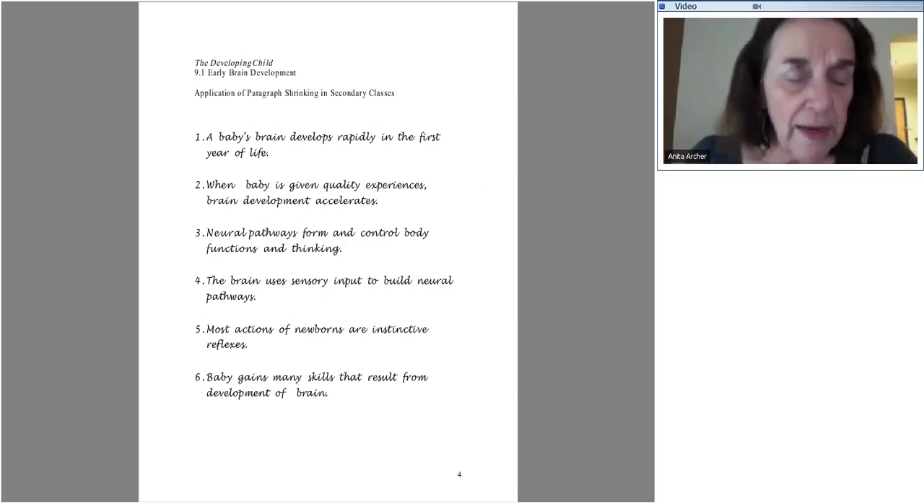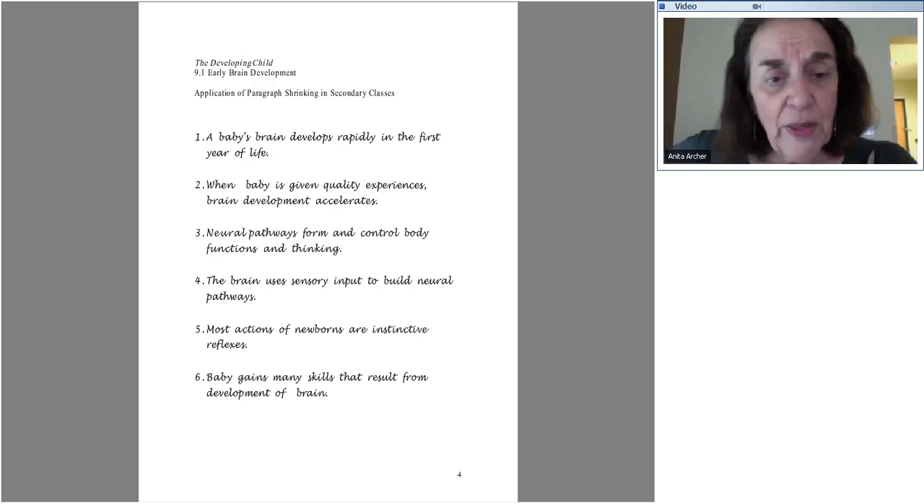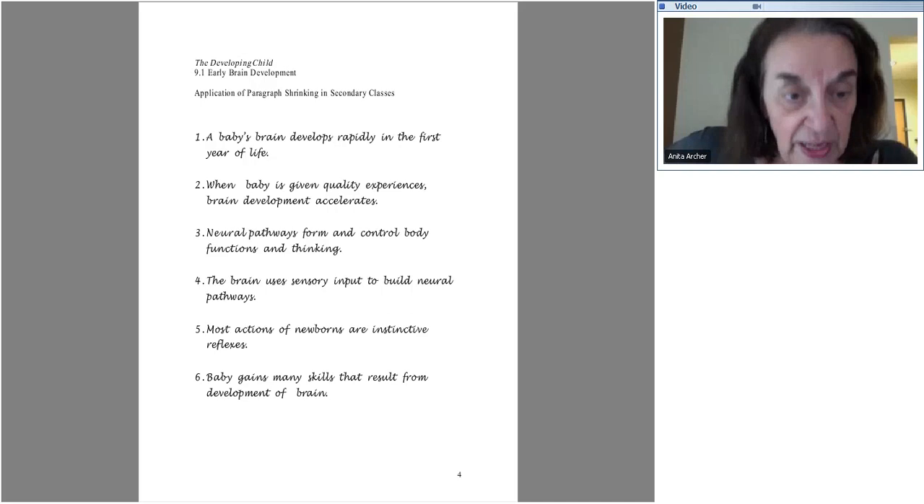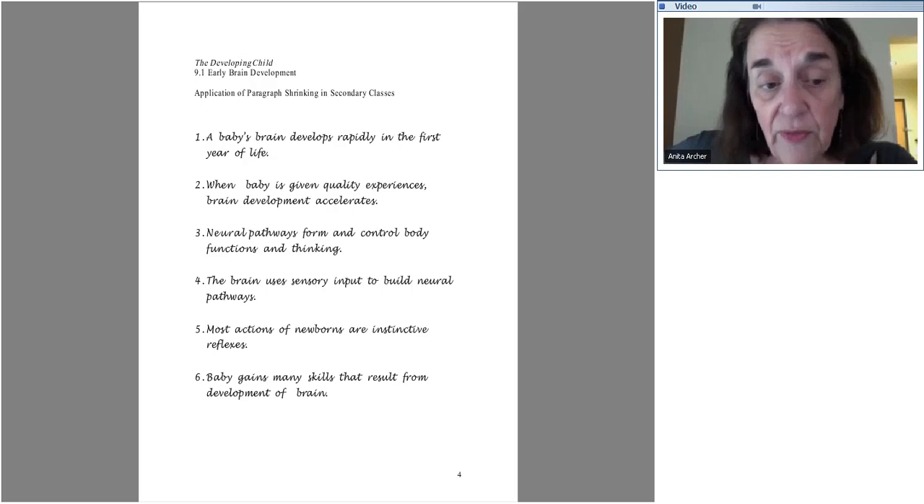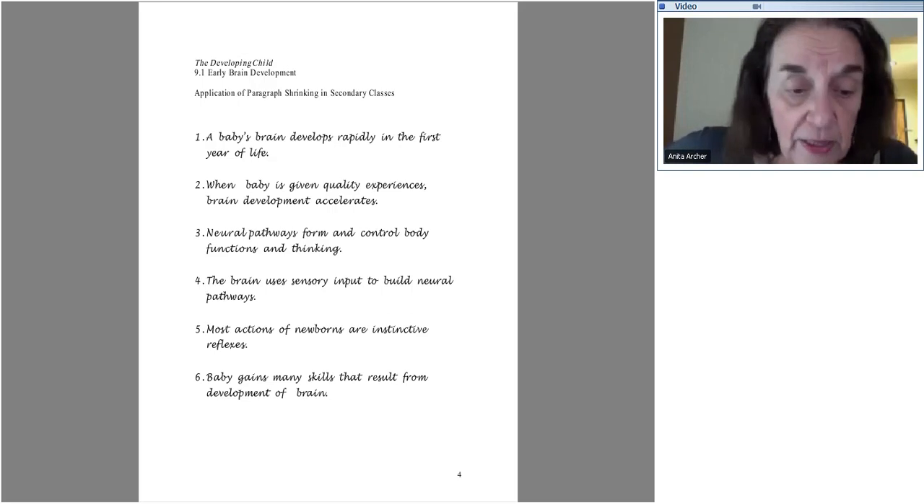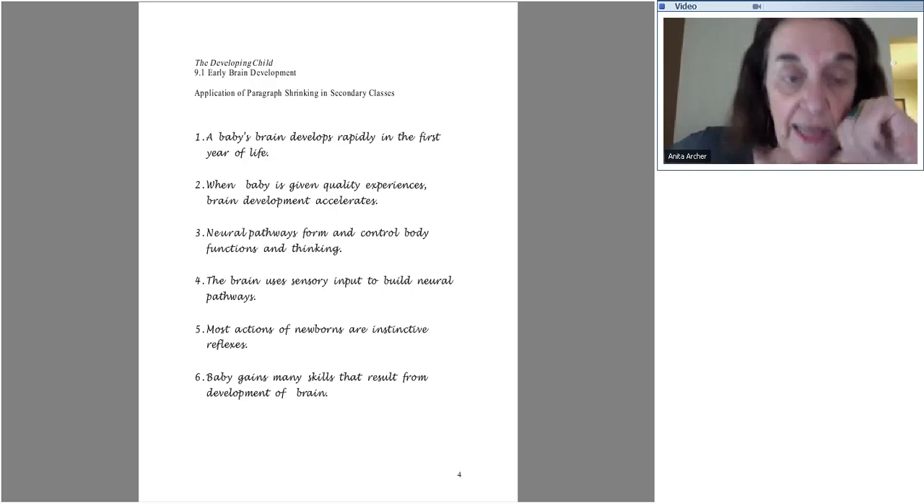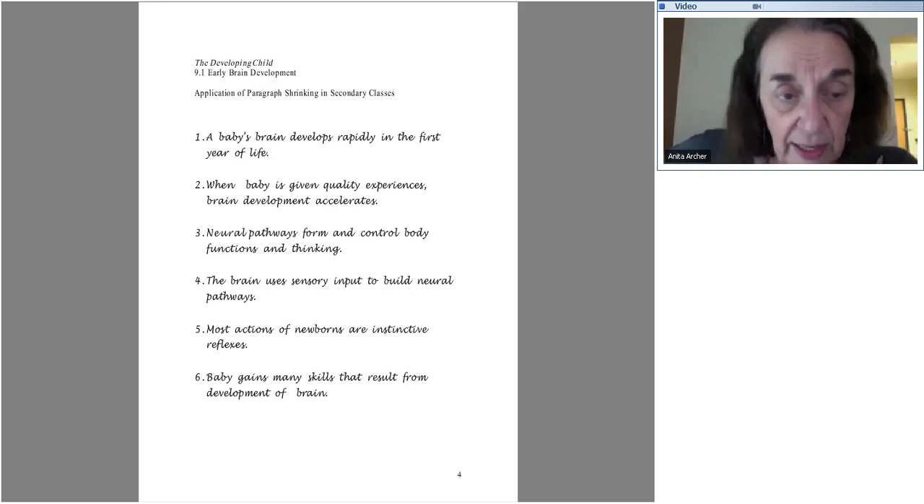This is so perfect for this text. The kids enjoy it more than just taking notes. But then they end up with this beautiful summary. A baby's brain develops rapidly in the first year of life. When the baby is given quality experiences, brain development accelerates. Neural pathways form and control body functions and thinking. The brain uses sensory input to build neural pathways. Most actions of newborns are instinctive reflexes. A baby gains many skills that result from development of the brain. Notice I left out a few words so we could get it under 10 words. Wow, that's close reading. Because we're going to have to reread it to say, name the who or what, tell the most important thing, say it in 10 words or less.